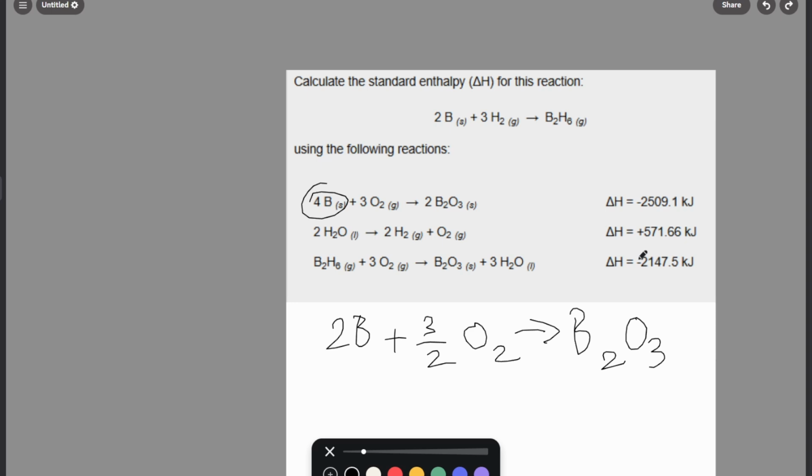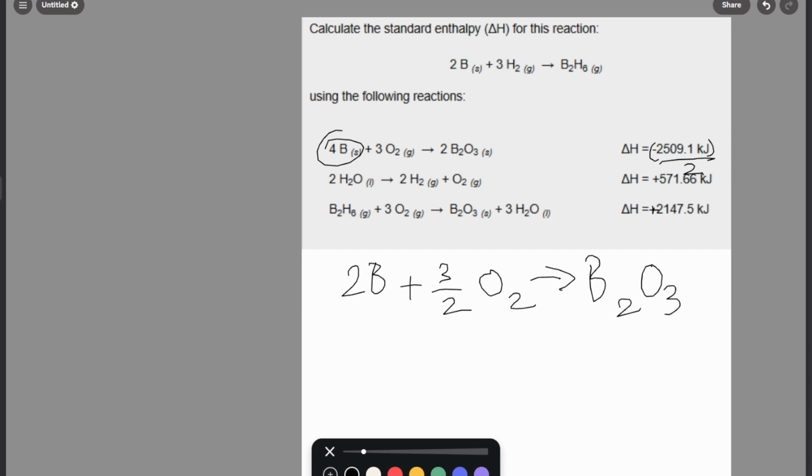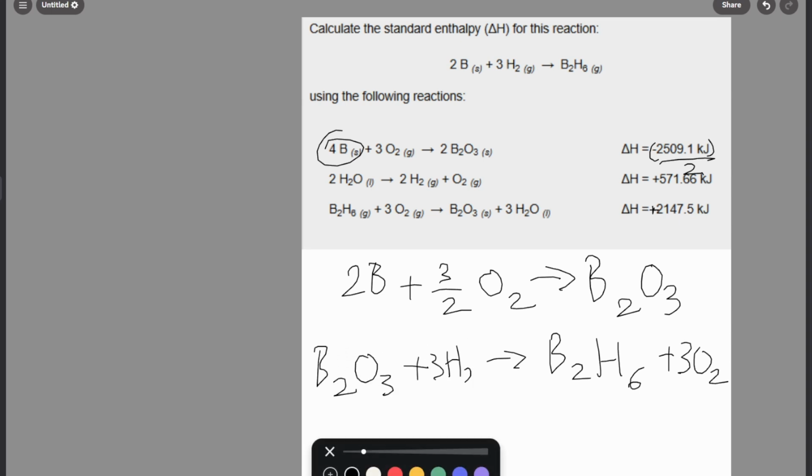That needs to be flipped. So I also need to annotate 5, 5, 2. This one's going to be flipped, so it's going to be plus. So let me just write that. 2 B2O3 plus 3 waters. Alright, let's have a quick check. This one is up here, that's good. This one's up here, we're good.